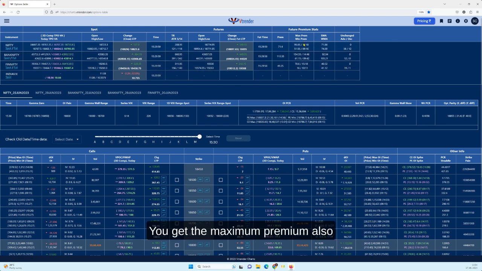You get the maximum min premium also, and the advance decline over here. So this will give you an idea about what time the tables are getting updated.